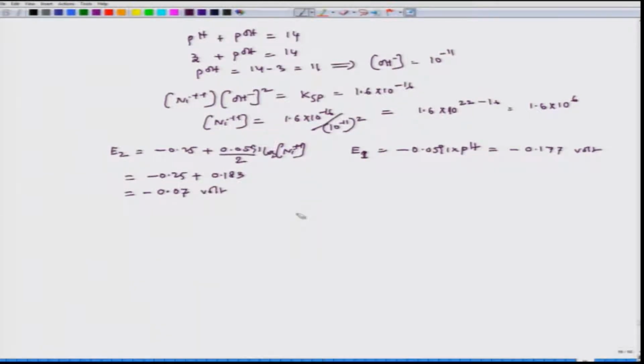Now, if I try to find out del E, which is equal to E1 minus E2, we can find out del E again. Del E becomes 0.177 minus 0.07, which goes to 0.107. So, I still see that I get a negative del E value.